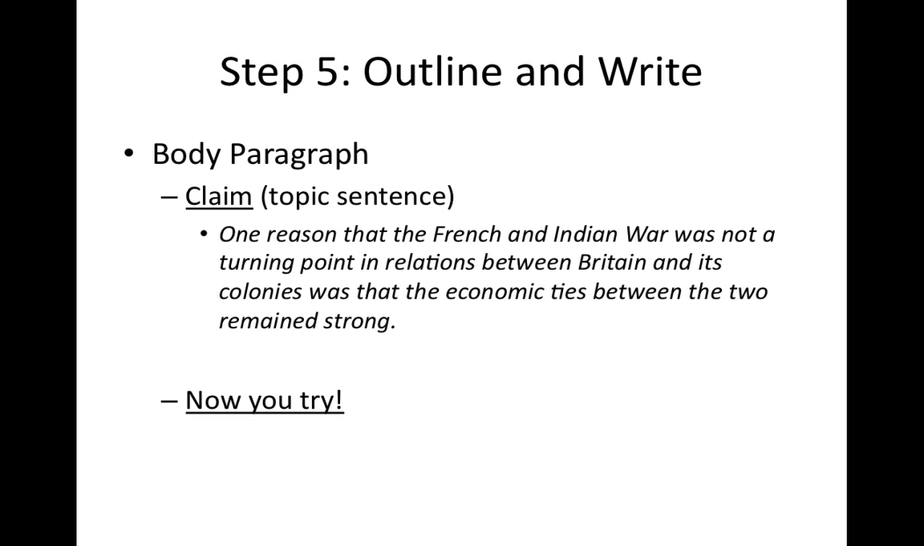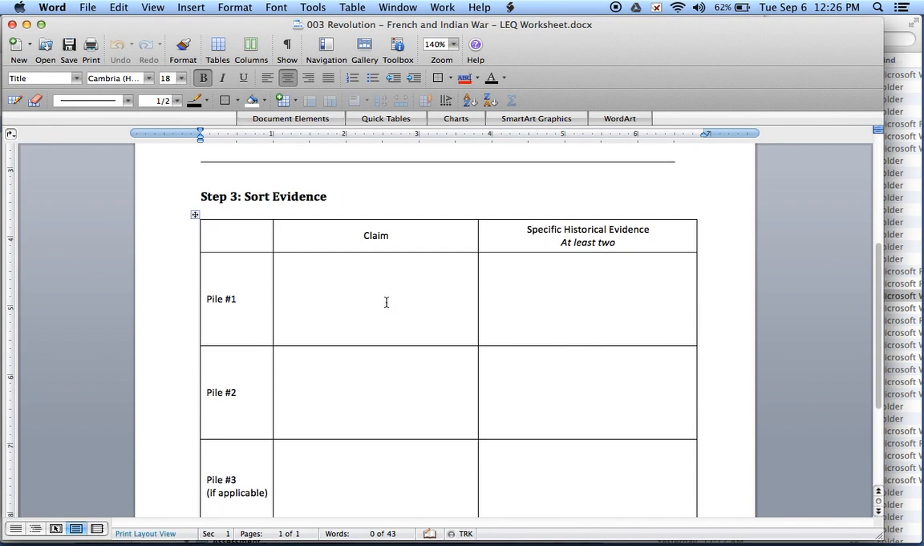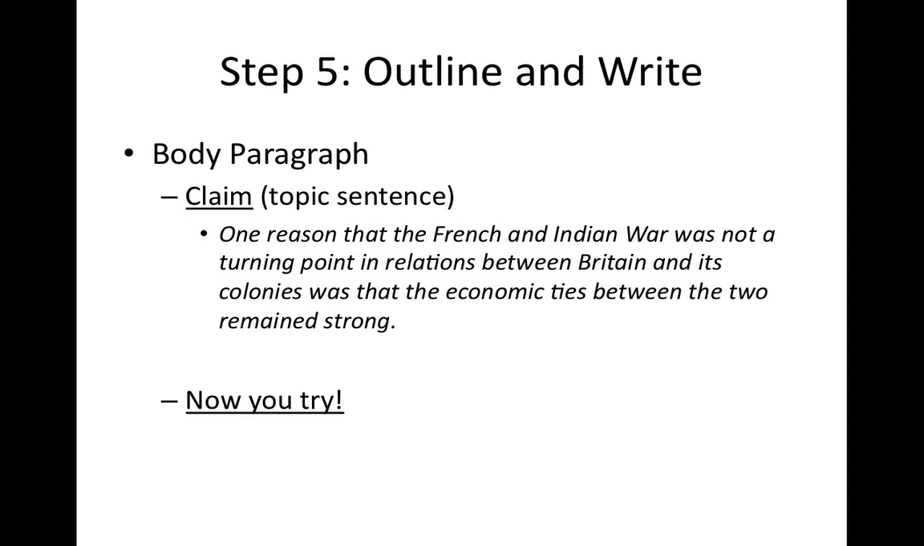First, your claim. Now, this is right from this handout right here, where you wrote your claims in this little general area. You should have at least 2 of those statements written, one of which might look something like this. One reason that the French and Indian War was not a turning point in relations between Britain and its colonies was that the economic ties between the two remained strong. Why don't you go ahead and try writing one of those claims right now? You can pause and then restart the video when you're done.